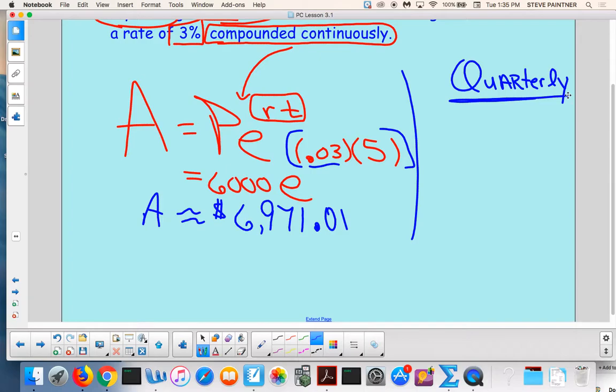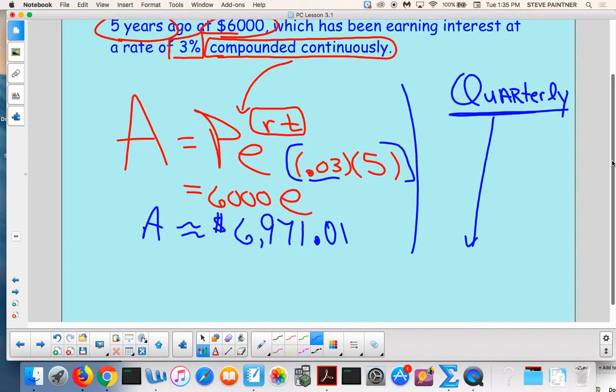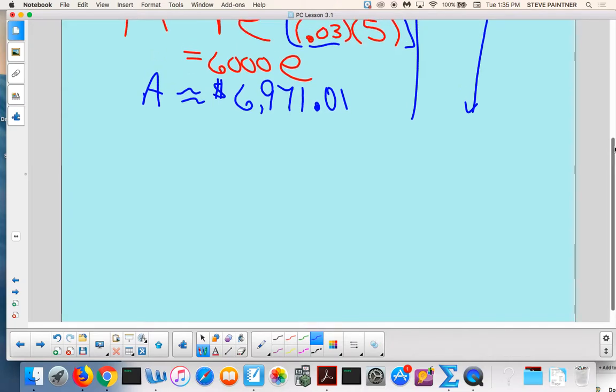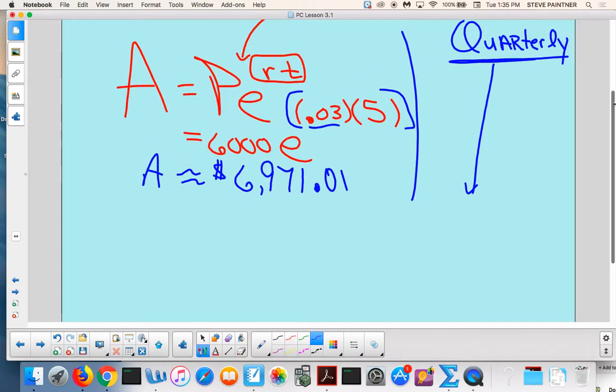It's going to change it. Come on down here. Get a different answer. It's the same problem, just make your money grow quarterly. Did you write that down? Because that's your formula right there.